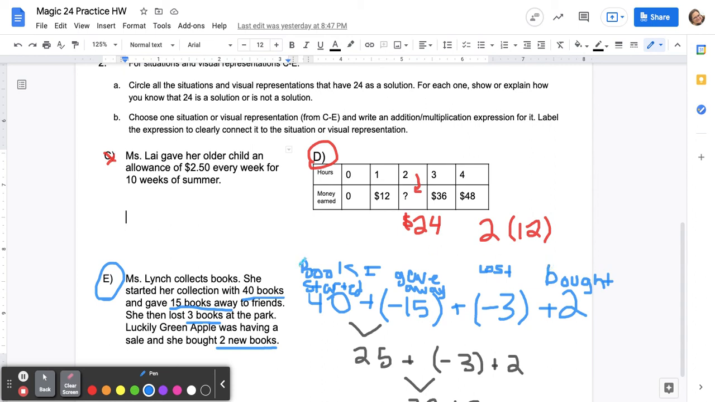So the key with labeling is that every single number in your expression has meaning to it. I hope that this homework video helps, and if you need any more support, please come in during office hours.